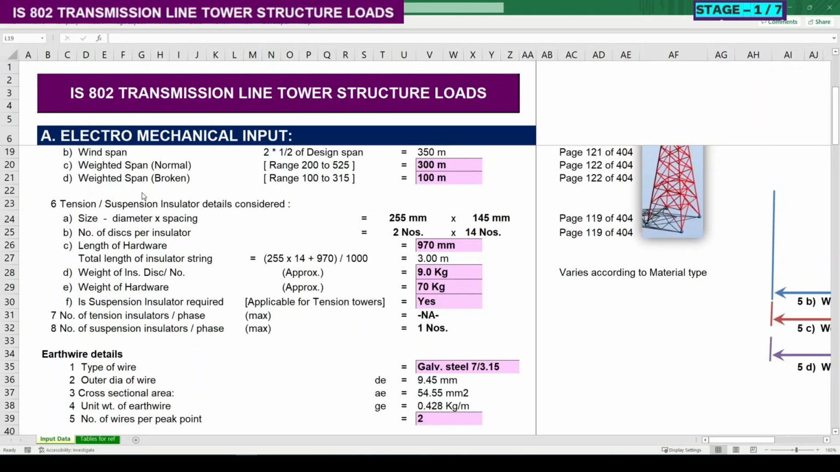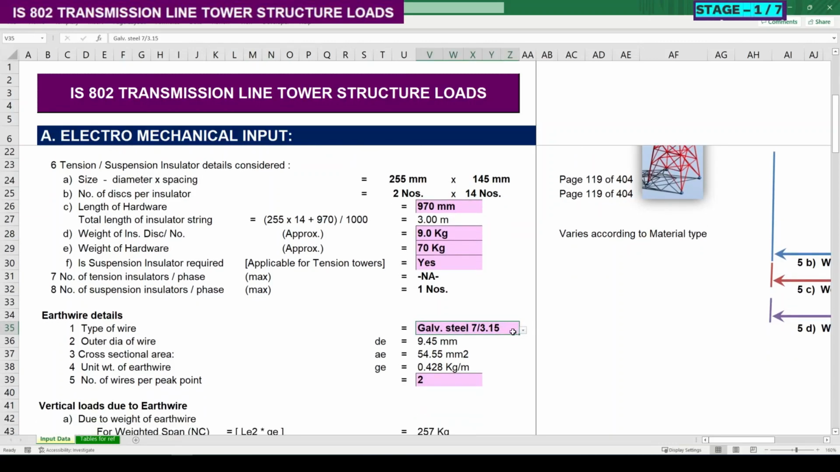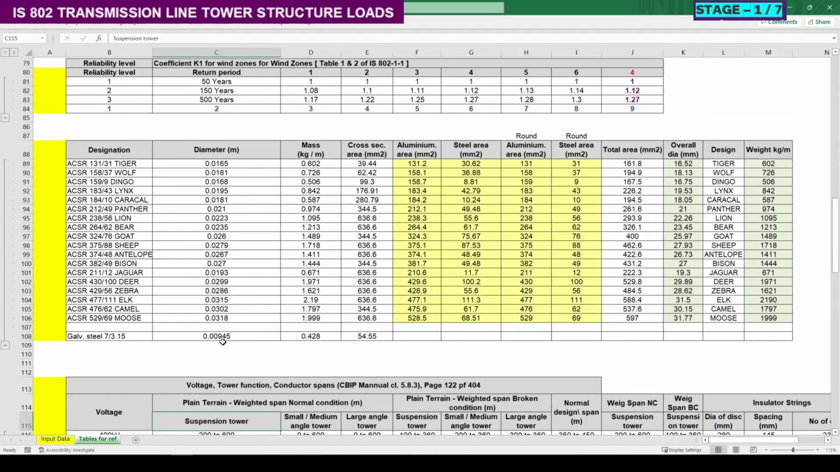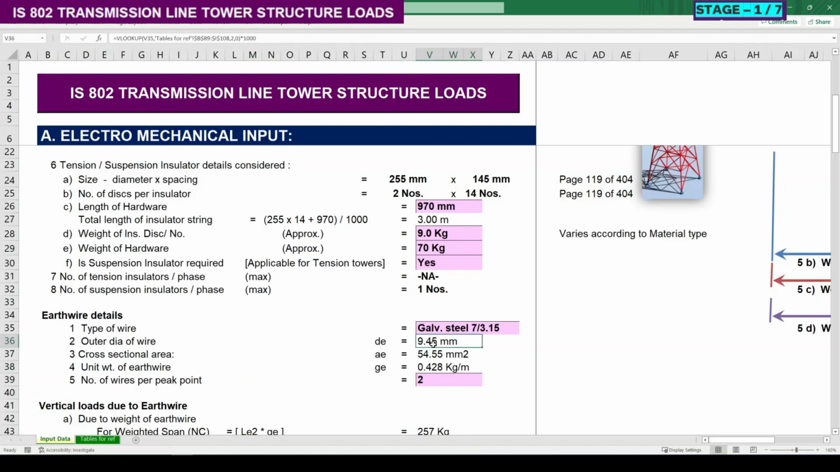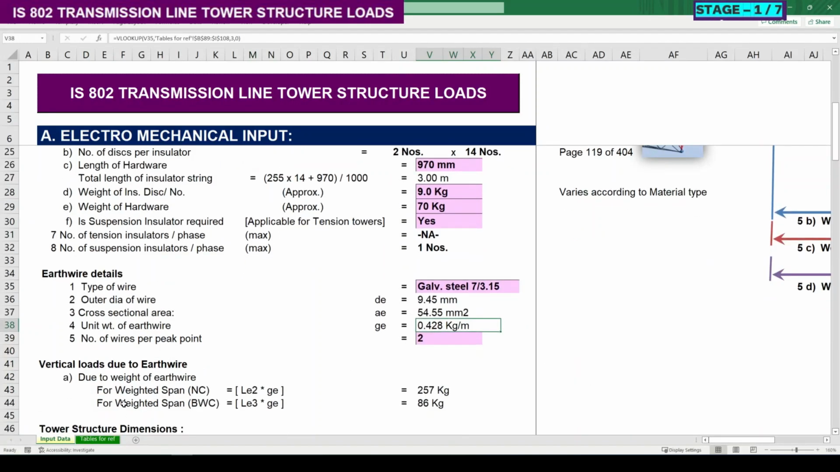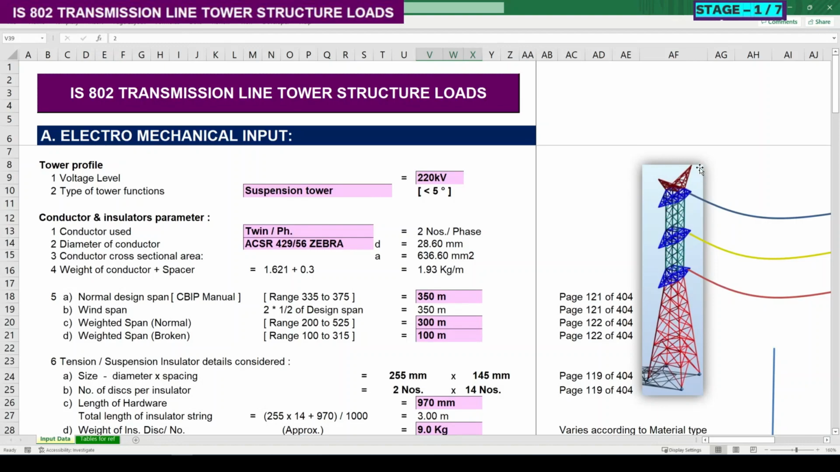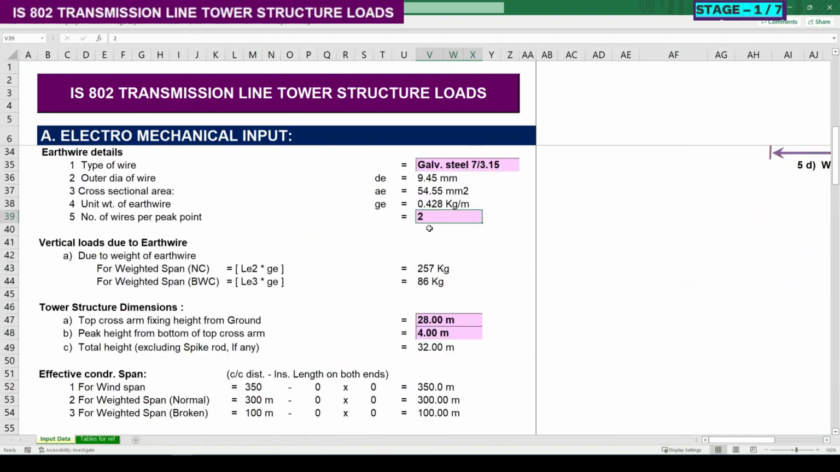Next, we need to provide earth wire details. The type of earth wire which we had selected is galvanized steel 7/3.15. You can see it in this table. Accordingly, the diameter of the earth wire, cross-sectional area, and unit weight are taken from these tables in the right-hand side tab. The number of earth wires per peak point at this top that we are going to connect is 2.